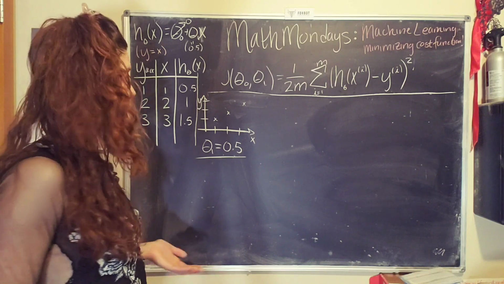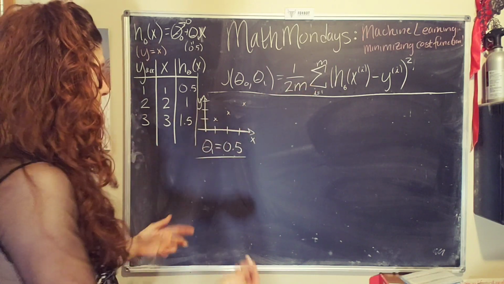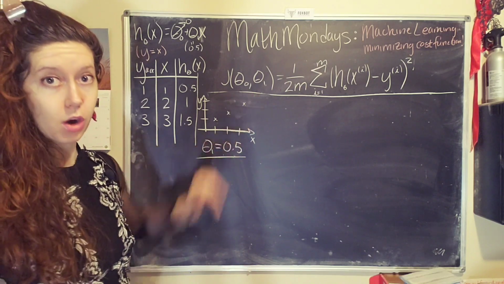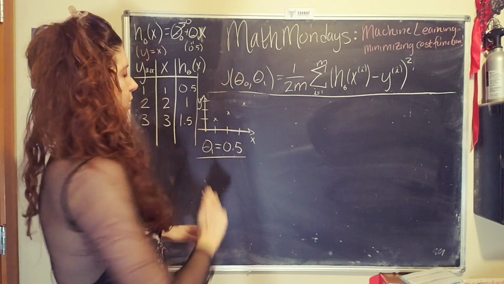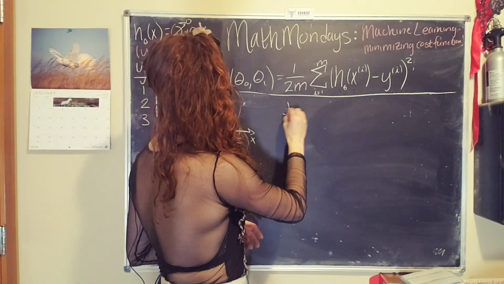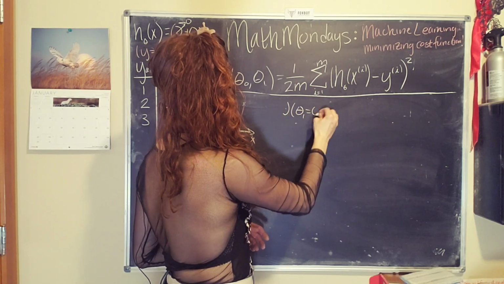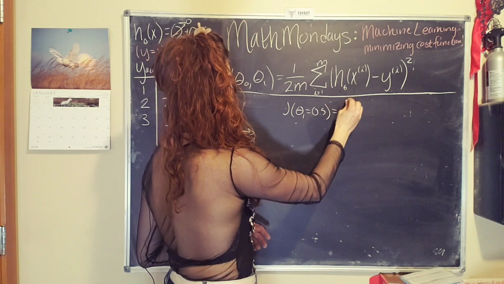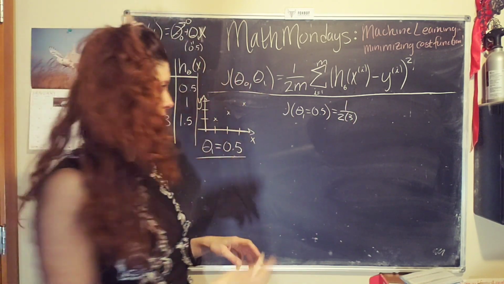Usually more data is helpful. In this case, m equals 3, and we're going to calculate the cost function with just theta 1. So we only have one parameter. Again, makes our lives a little easier. Okay, so J of theta 1 equals 0.5 equals 1 over 2 times 3, because we have 3 data points.